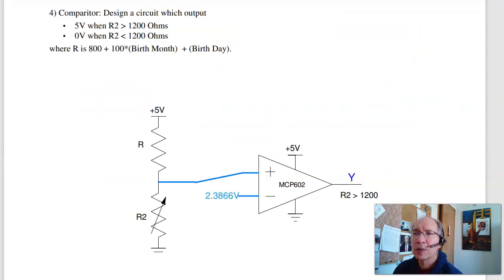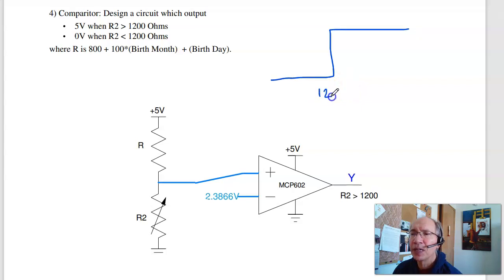On to problem 4. Problem 4 is a comparator. What I want is this type of relationship, 1200 ohms. I want the output to go high. So when R is bigger than 1200 ohms, I get 5 volts. Less than 1200 ohms, I get 0 volts. Here, if you pick the resistor as your birth date, it makes each test a little bit different. The trick is to find out what's the voltage at 1200 ohms.